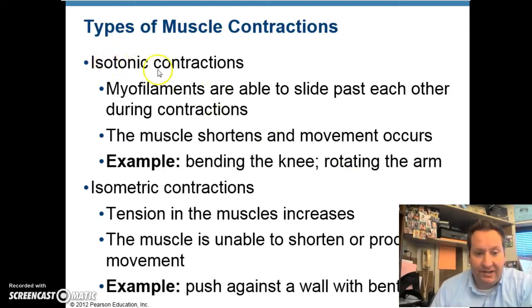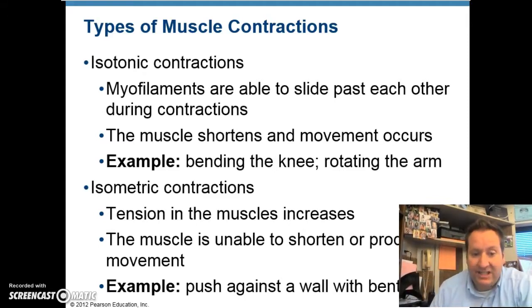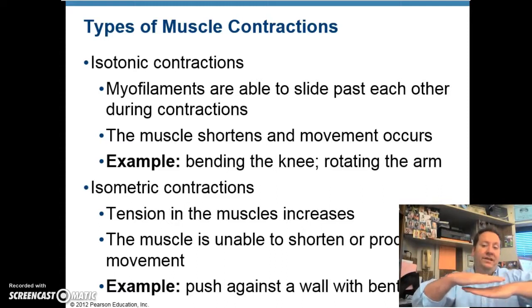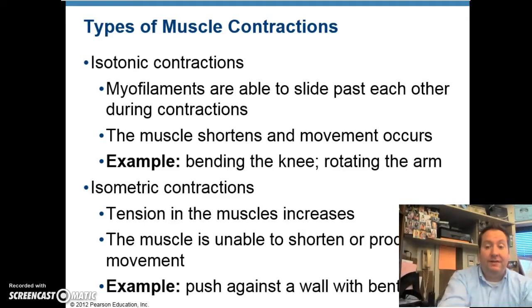There are 2 types of muscle contractions that we have. We have an isotonic contraction, and in an isotonic contraction, the myofilaments are able to slide across one another, so you have complete contraction. That's an isotonic contraction. In an isometric contraction, you have tension that builds up in the muscle because these myofilaments can't do a complete slide across one another. An example of that would be pushing against a wall. I can't move that wall. So a lot of tension builds up in that muscle, and you don't have a complete contraction. With an isotonic contraction, you have full range of motion, that full contraction that can occur.